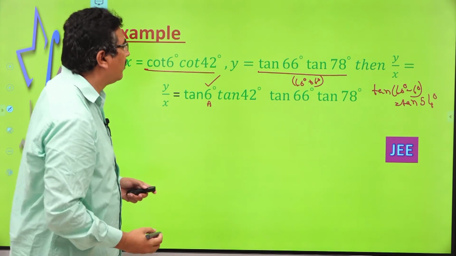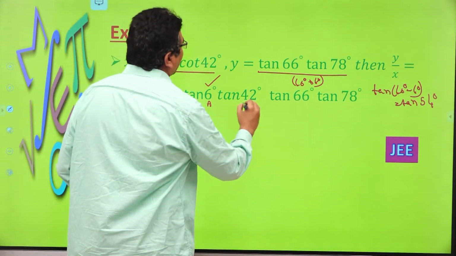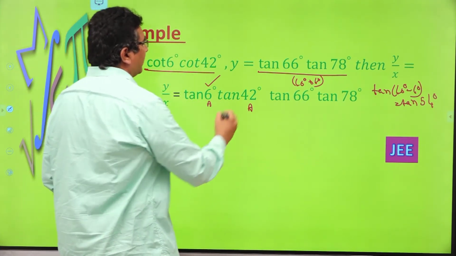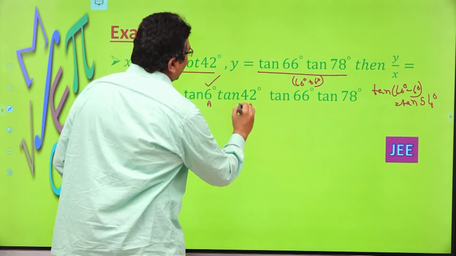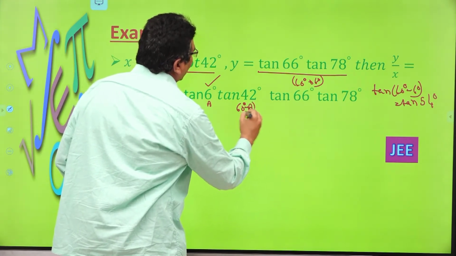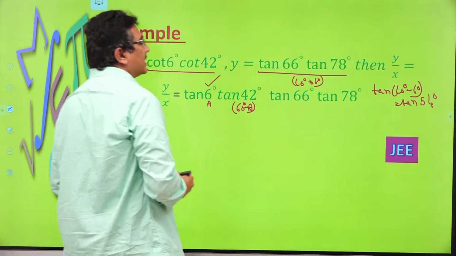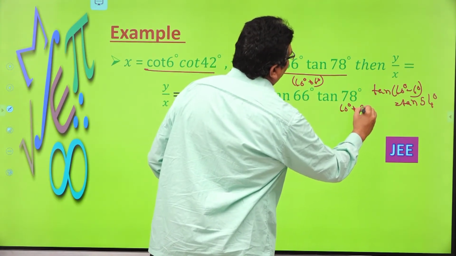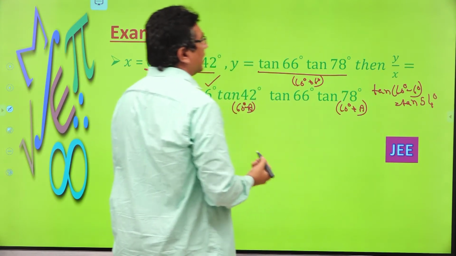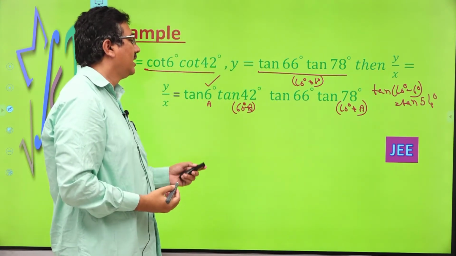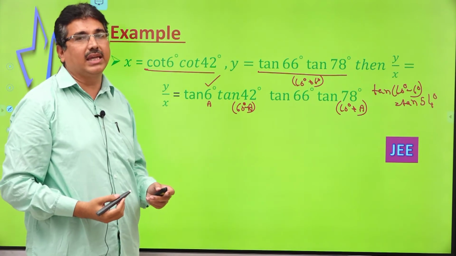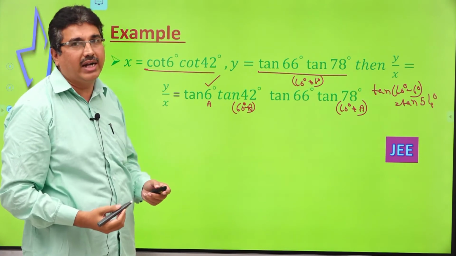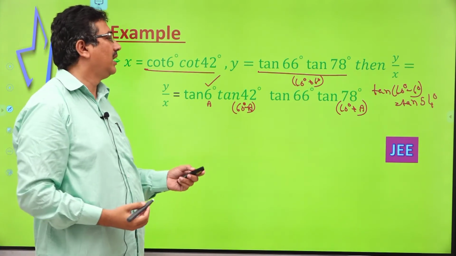Also tan 42 degrees. Let it be A, tan A, tan 78, sorry. This is 60 minus 18, tan of 60 minus A. This is tan of 60 plus A. A is equal to 18 degrees. So, tan 18 is missing for applying the result. So, multiply and divide by tan 18 degrees, right?